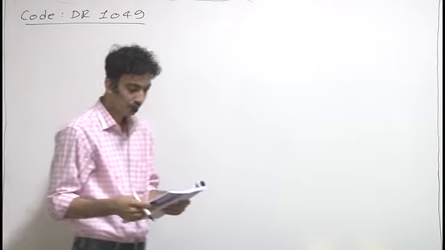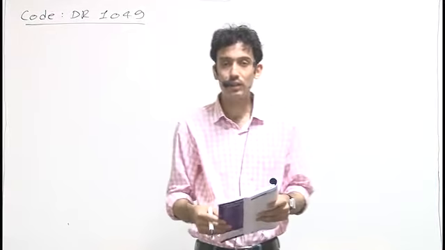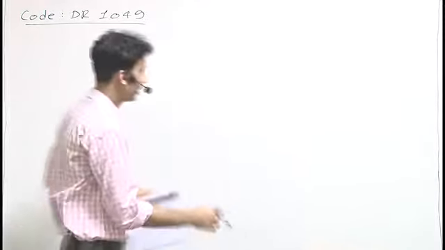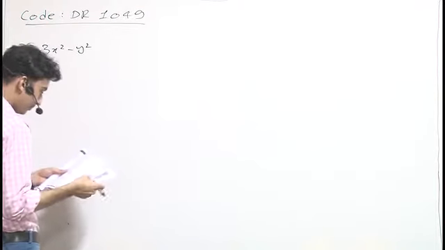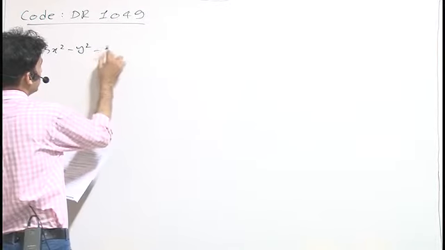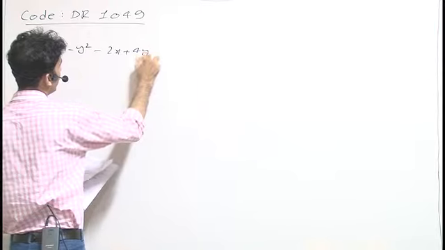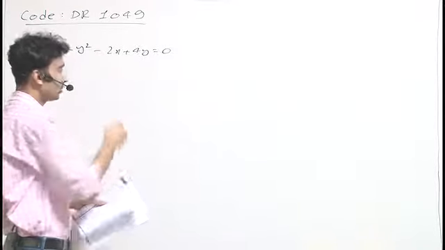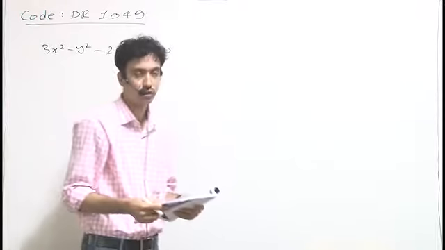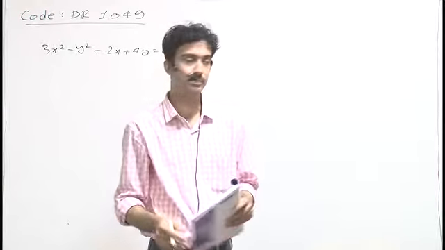In this question, we have to show that all the chords of the given curve 3x squared minus y squared minus 2x plus 4y equals 0, which subtend a right angle at the origin, are all concurrent.